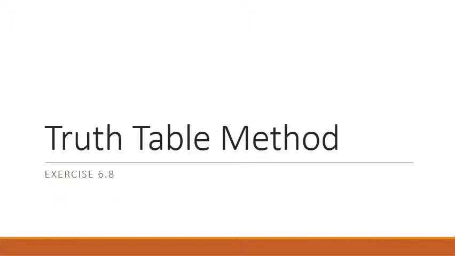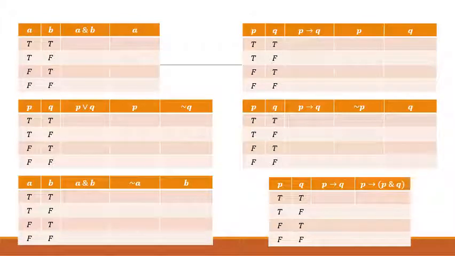Howdy y'all. In this video, I'm going to work through exercise 6.8 from the Vaughn textbook using the truth table method. In most cases, I'll be doing the abbreviated truth tables, so I won't be filling out the entire thing. All right, so here we're going to start.